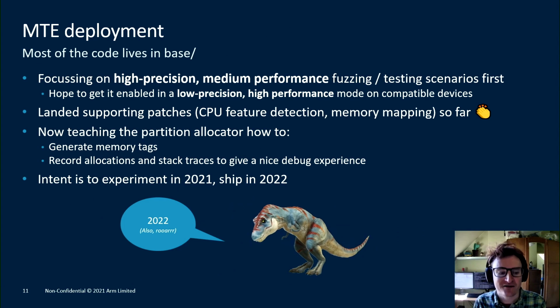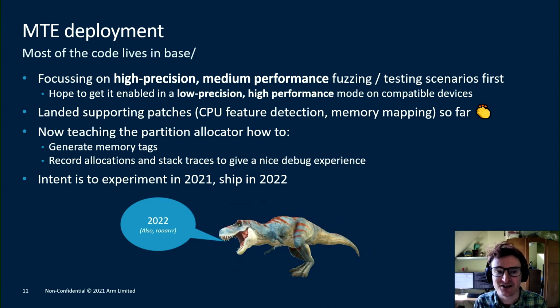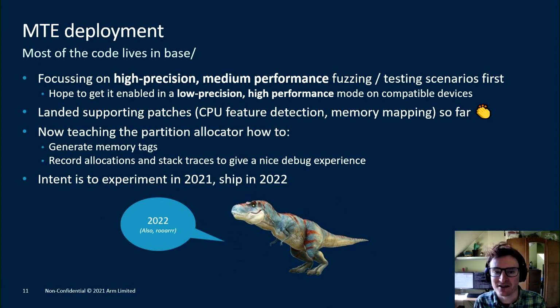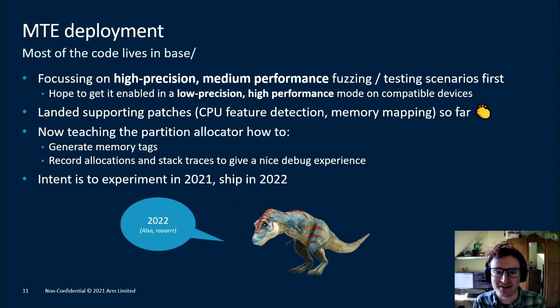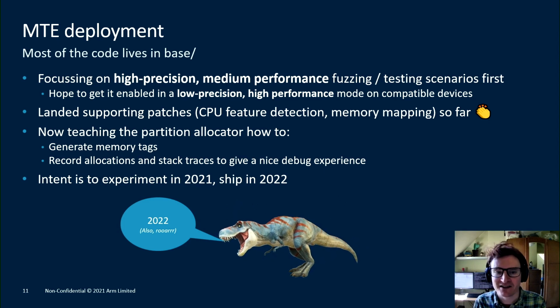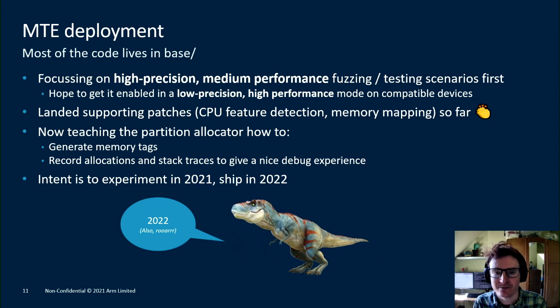We're focusing on fuzzing and development use cases first. We've already landed some key supporting patches to help us test the feature whilst it's in development. We're doing a lot of work with the Chrome memory team to teach the partition allocator about this technology. Deployment Dinosaur reckons that we're on track to ship in 2022.